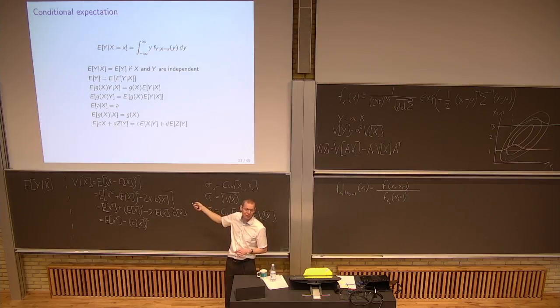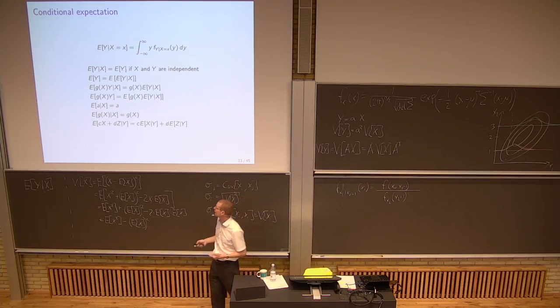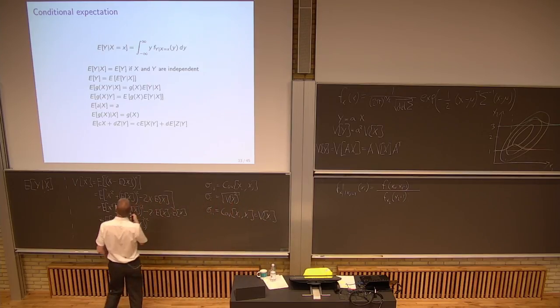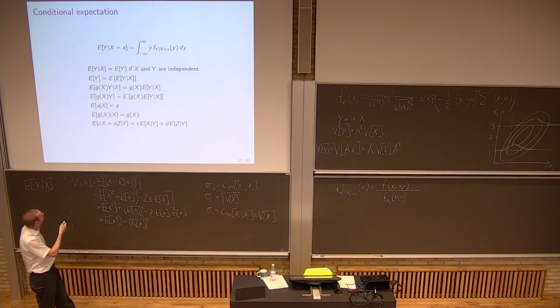Now comes an easy one. The expectation of a constant given whatever is a constant. A constant will always remain a constant. And the expectation of a function of a stochastic variable given that particular stochastic variable is just a function of that stochastic variable, because it's still a stochastic variable.